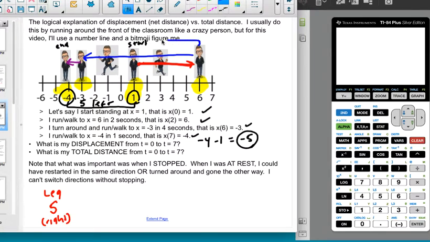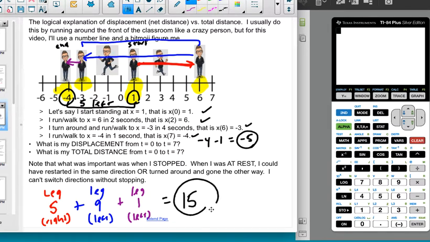On the second leg, I ran from 6 down to -3. So on the second leg, I seem to run 9, right? Because 6 to -3 would be 6 minus a -3, so that's 9. Doesn't really matter that I ran left because, again, we just care how far I ran. And on my last leg, leg 3, I ran 1 unit to the left, but I don't really care that it was to the left. I just care that it was 1 unit. So my total distance is 15, right? So this is displacement, and this is total distance.